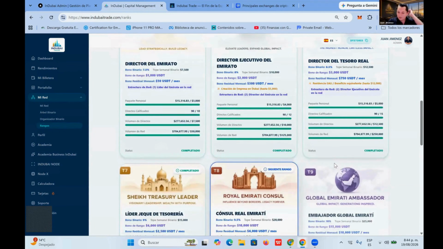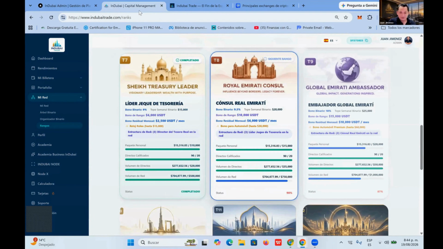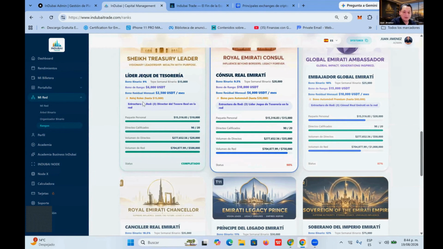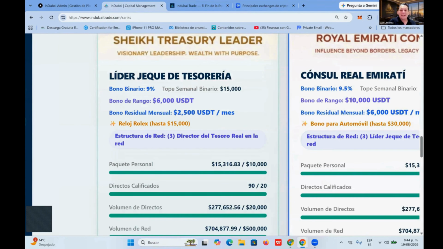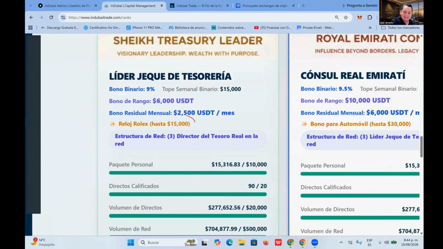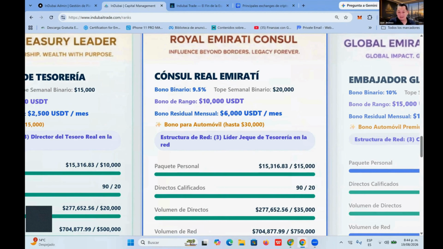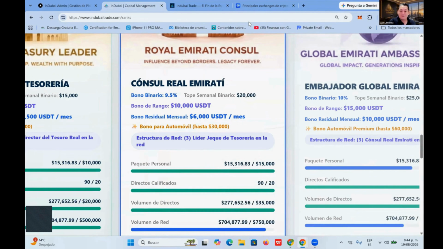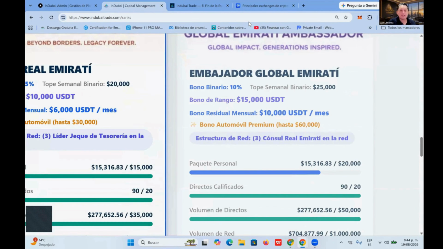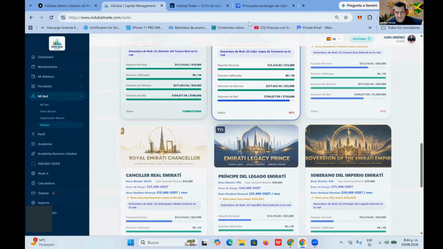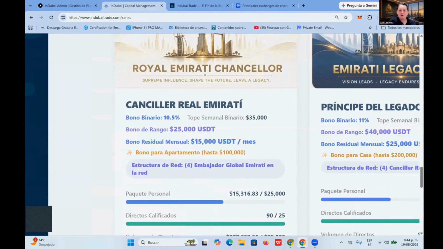Look, guys, look at what it says here. A Rolex watch up to $15,000, reaching that range. Car bonus up to $30,000. Premium car bonus up to $60,000. That's already a really nice car, a premium car, an SUV. Apartment bonus up to $100,000.